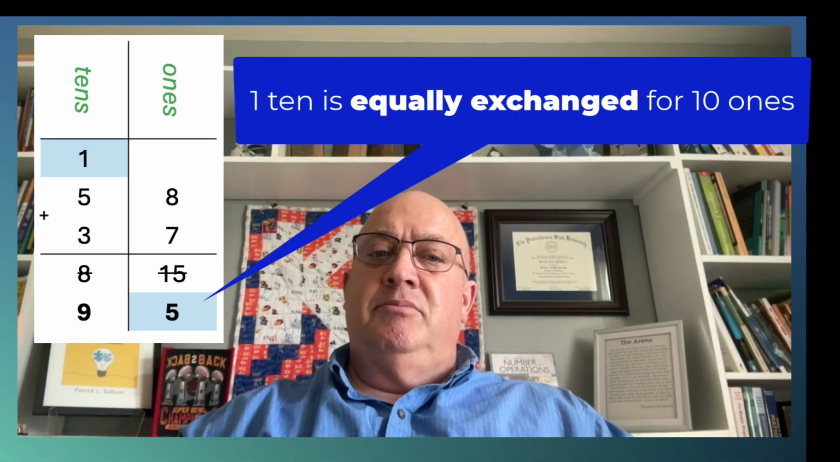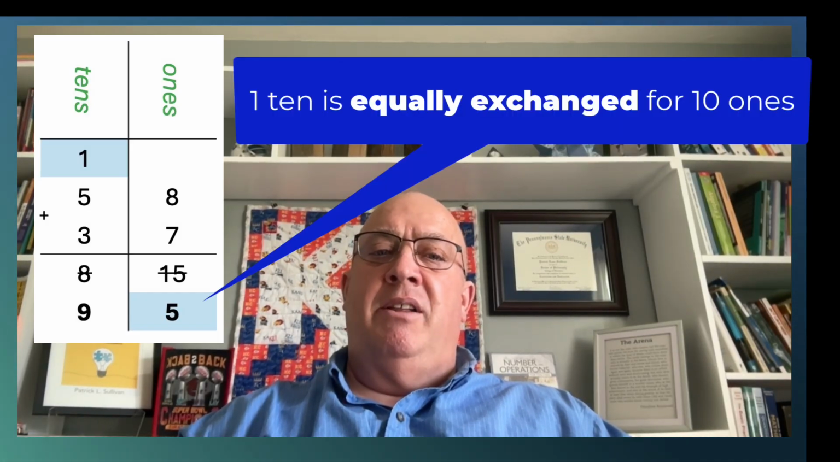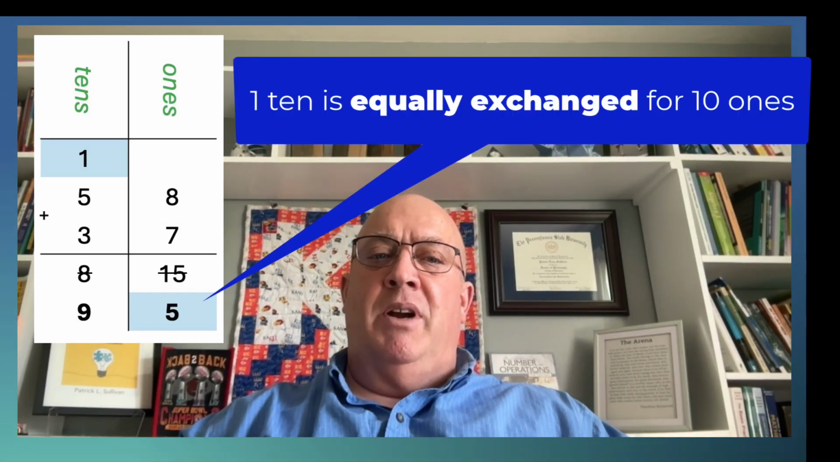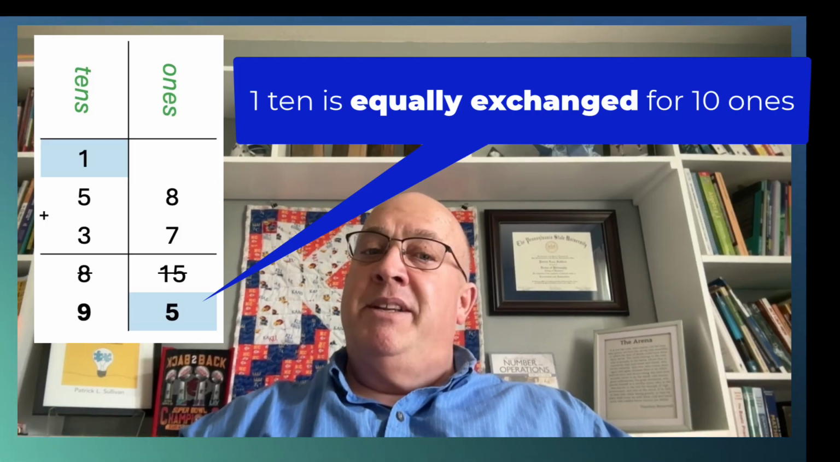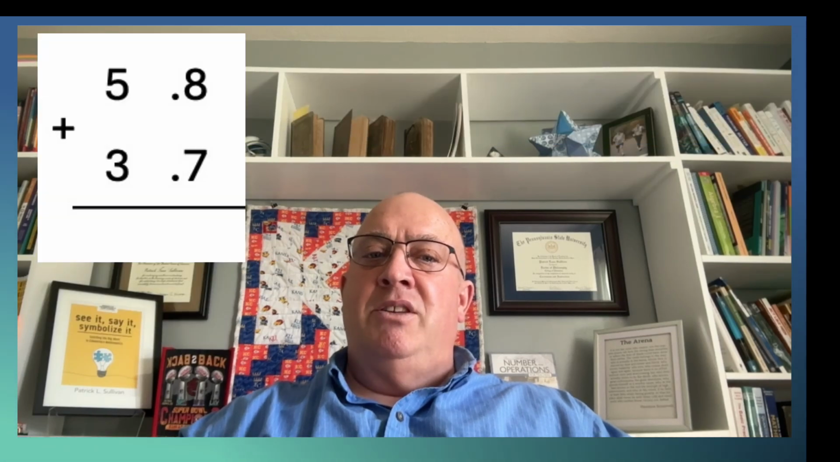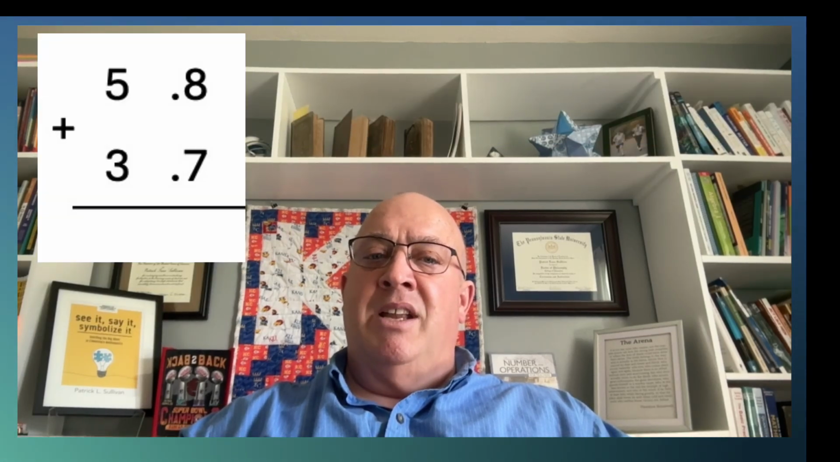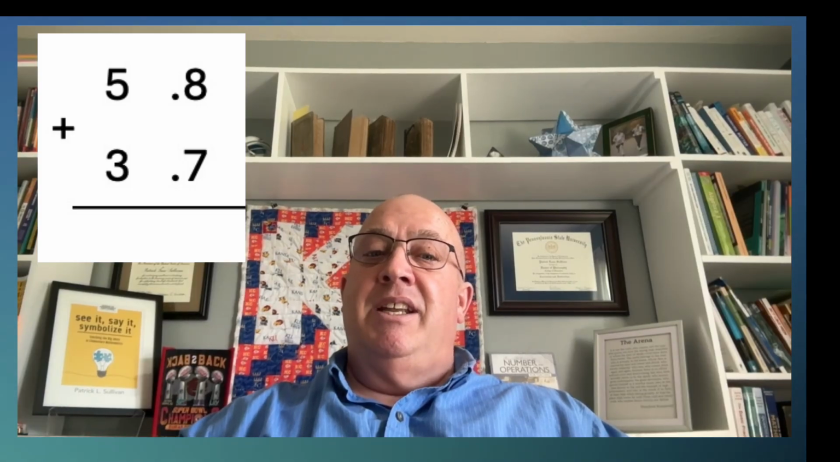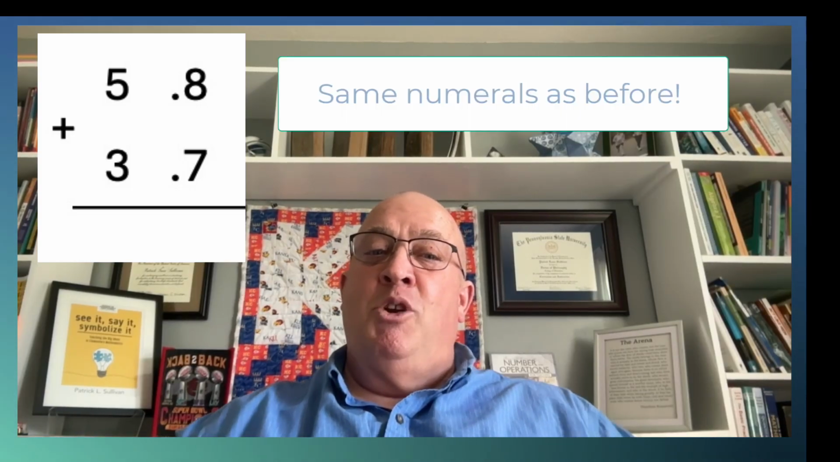And that 15 ones, it's no longer 15 ones. You are equally exchanging 10 ones for 1 ten. And so that's the action. Now I also think about, and I'm going to shorthand this because I just want to make a point, no pun intended, 5.8 plus 3.7. Each of those numerals is attached to a different unit, but I'm using the same numerals.